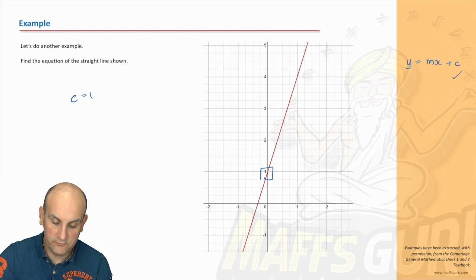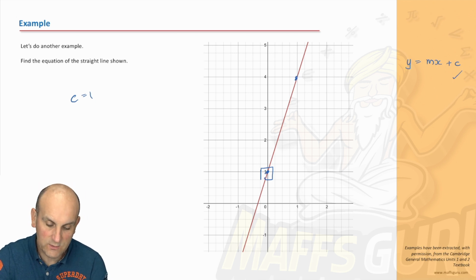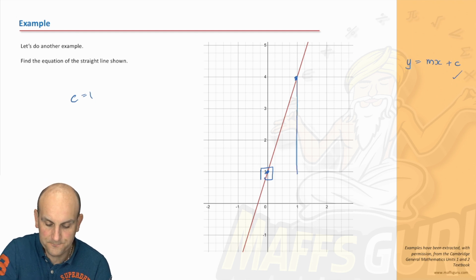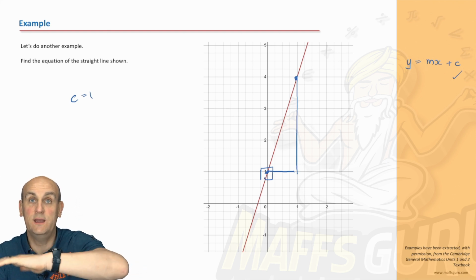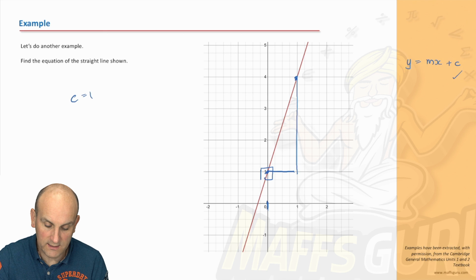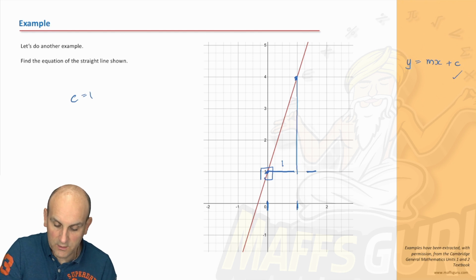Again, I'm going to use this coordinate point here as one of my points on my line, and I notice that this one here seems to cross through exactly. So let's draw my triangle. Is that going to work? Brilliant. So how many squares across have I gone? Well, I'm starting at 0, I'm finishing at 1, so it is 1 square across. How many squares up have I gone? Well, I'm starting at 1, I'm finishing at 4, so I've got 3 squares.